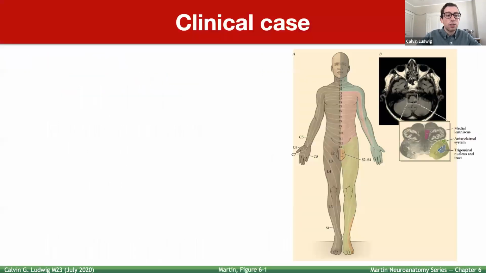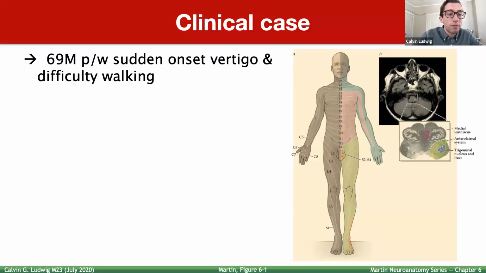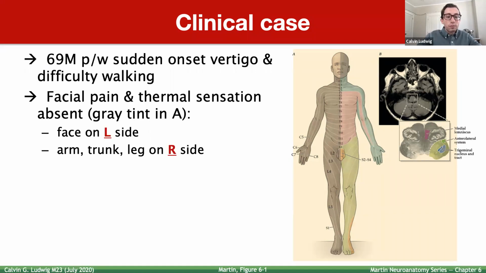So we're starting with this clinical case. Here we go. We have a 69-year-old male presenting with sudden onset vertigo and difficulty walking. Now he has facial pain and thermal sensation absent, the gray tint on the left side of his face here, and then the arm, trunk, and leg on his right side. So he's lost pain and thermosensation in those grayed out areas here.